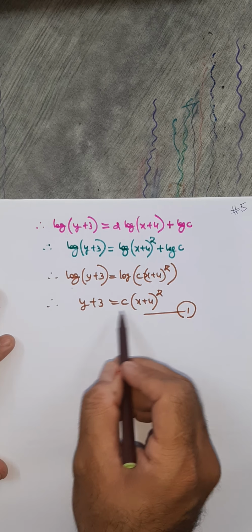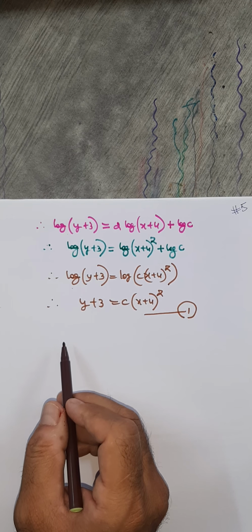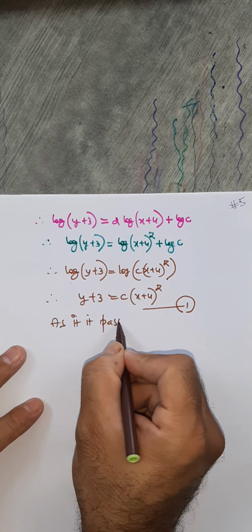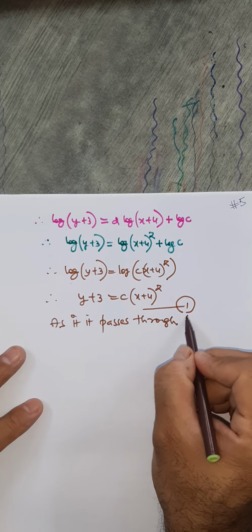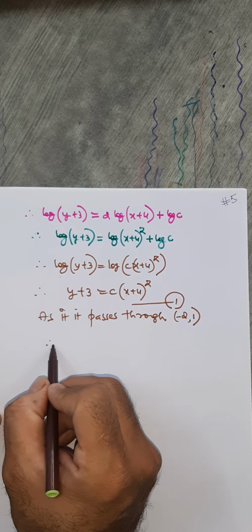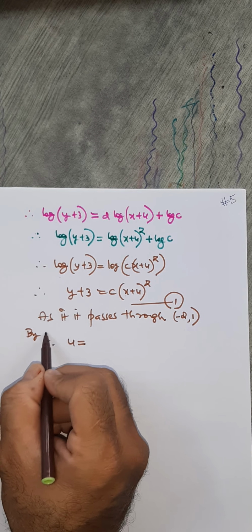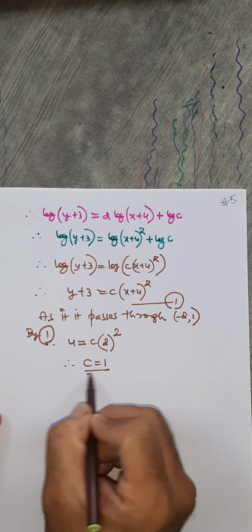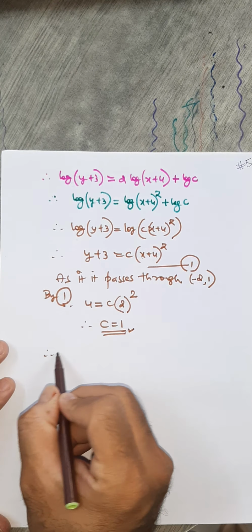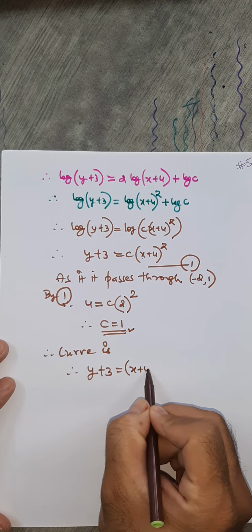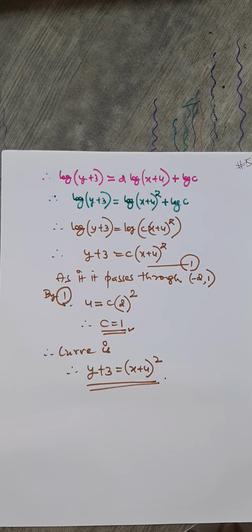This is the general solution. It is nothing but, if you remember, the square of one variable, so it represents a parabola. Just to remind you. Now we find c from the given condition. The condition is that it passes through the point minus 2 comma 1. So we put x equals minus 2 and y equals 1. So 1 plus 3, which is 4, equals c into minus 2 plus 4, so this is 2 square. So c will be just 1 here. And therefore the required curve is y plus 3 equals x plus 4 the whole square, which actually represents a parabola, remember.